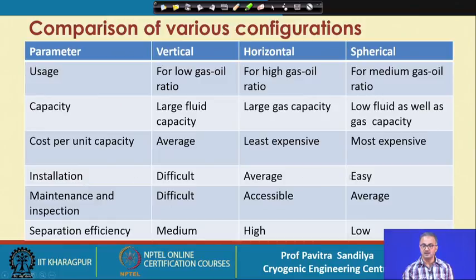Installation wise, we find spherical is easiest and the most difficult is the vertical. Maintenance and inspection wise, again vertical is the most difficult. Separation efficiency wise, we find the horizontal gives the best efficiency, then comes vertical, and lastly comes the spherical.